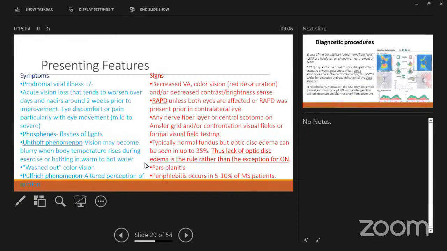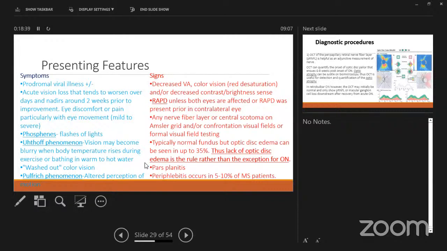So, presenting symptoms: we can see a prodromal viral illness, acute vision loss, which tends to worsen over days and then slowly plateaus around 2 weeks prior to improvement. There can be discomfort of the eyes with eye movement, mild to severe. The patient can see flashes of light, which are called phosphenes. Then there are the Uthoff and Pulfrich phenomena. In Uthoff phenomenon, the patient's vision becomes blurry when body temperature rises, either by exercise or bathing in hot water. Pulfrich phenomenon is altered perception of motion. Color vision is washed out; there is diminution of color vision.